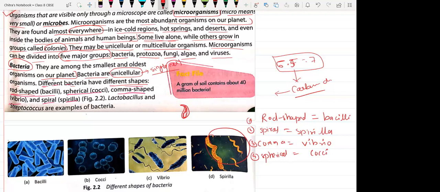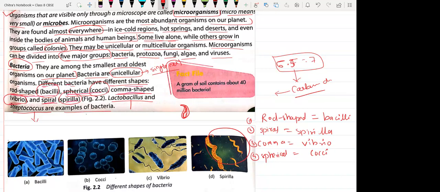If they are rod shape, they are called as bacillus. If they are spherical, they are called as cocci. If they are comma shape, they are called as vibrio. And if they are spiral shape, they are called as spirilla. Lactobacillus has bacillus, that means rod shape. Streptococcus has coccus, spherical in shape.